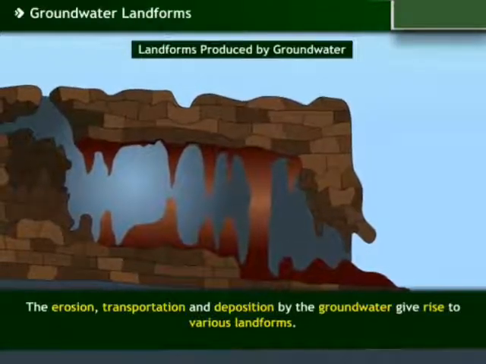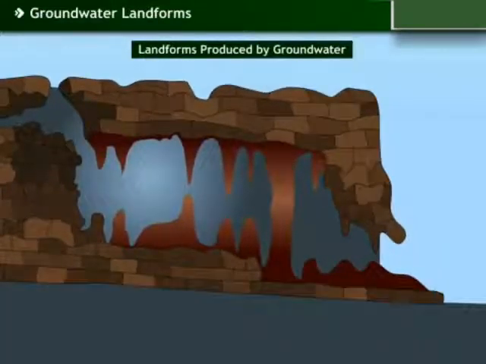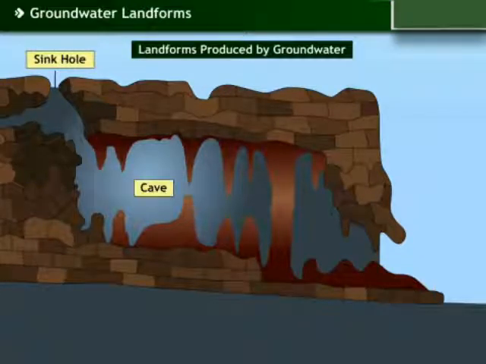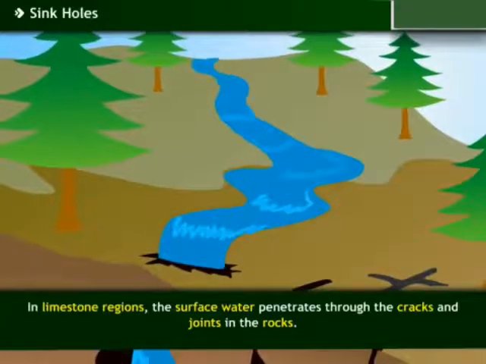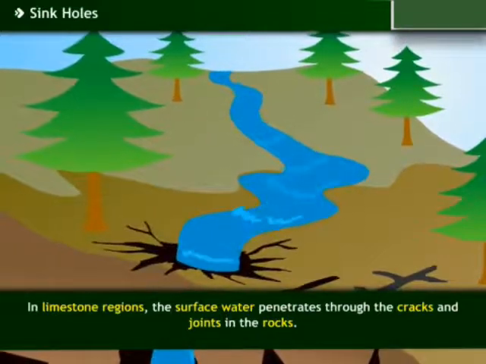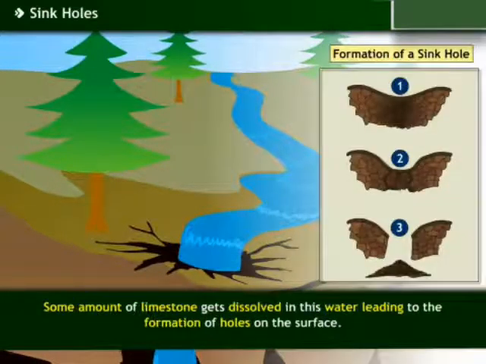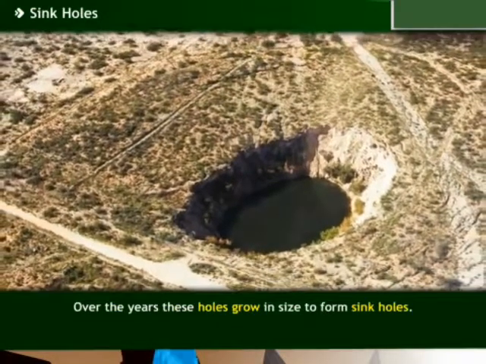For example, typical karst landforms are seen in regions having a large amount of limestone in the groundwater. The erosion, transportation and deposition of groundwater gives rise to various landforms such as sinkholes, caves, stalactites and stalagmites. Let's look at each of these landforms in detail. In limestone regions, the surface water penetrates through the cracks and joints in the rocks. Some amount of limestone gets dissolved in this water, leading to the formation of holes on the surface. Over the years, these holes grow in size to form sinkholes.